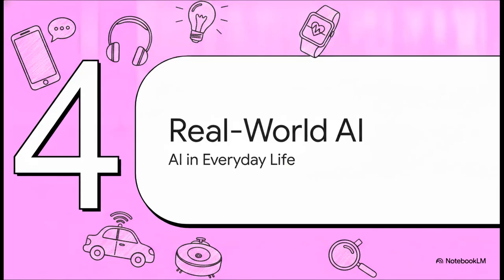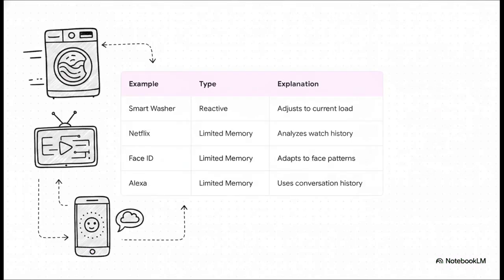All right, bringing things back down to earth, let's jump into Section 4, Real-World AI in Action. Let's apply this dense taxonomy to some everyday items. And this brilliantly illustrates how we interact with these different AI types every single day. Take your smart washing machine, for example. That is a pure reactive machine. It just adjusts its cycle based on the current load without any past memory.